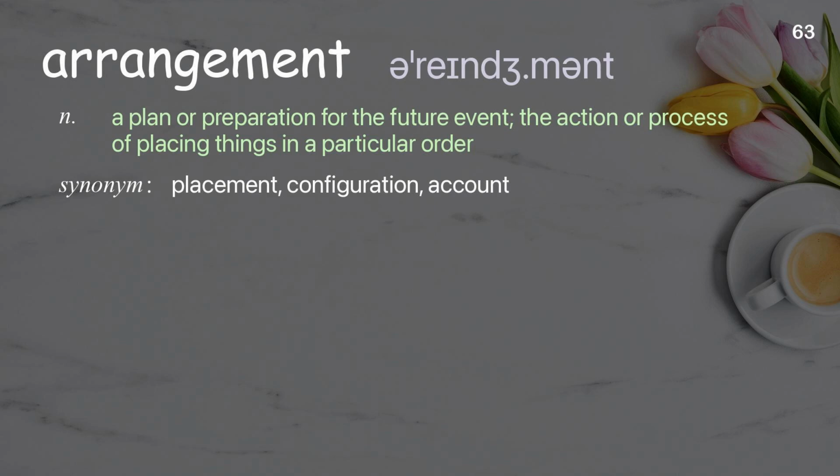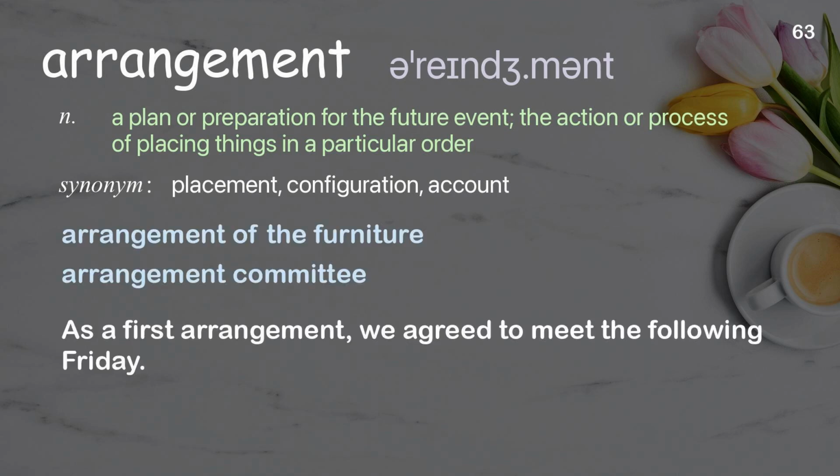Arrangement. A plan or preparation for a future event, the action or process of placing things in a particular order. Examples. Arrangement of the furniture. Arrangement committee. As a first arrangement, we agreed to meet the following Friday.